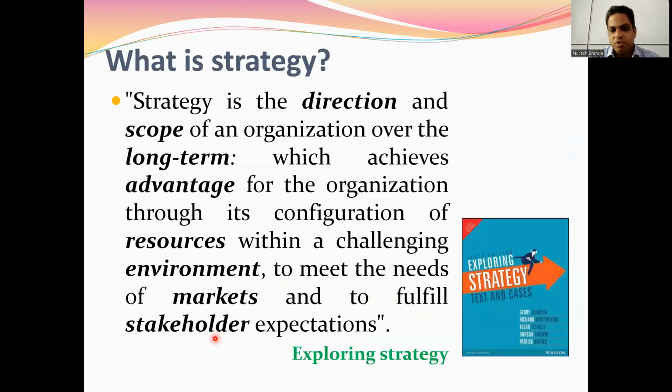When we look at the textbook recommended for your course, called Exploring Strategy, in that book a comprehensive definition is provided. What they say is that strategy basically consists of three main terms: the direction, scope, and long term. Direction means, in the organization, you can see the vision, mission, corporate objectives, corporate goals and corporate values, and altogether we can call it the purpose. That is what you are trying to aim for, trying to achieve at the end of the day. So that is the direction.